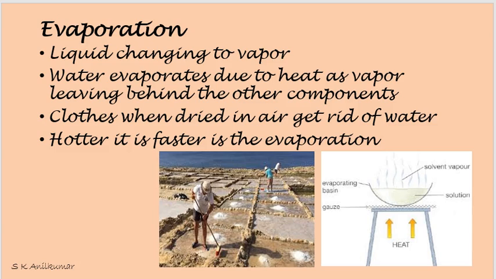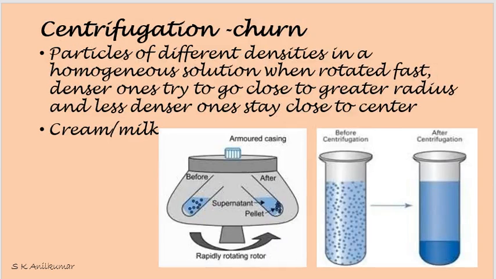Evaporation. Because of heat, the liquid portion becomes vapor and the other portions of the substances remain there. For example, due to the heat of the sun, we can make the water in seawater evaporate, and then only the salt will remain. Drying of a cloth is also evaporation, due to the air taking away the water on the shirt.